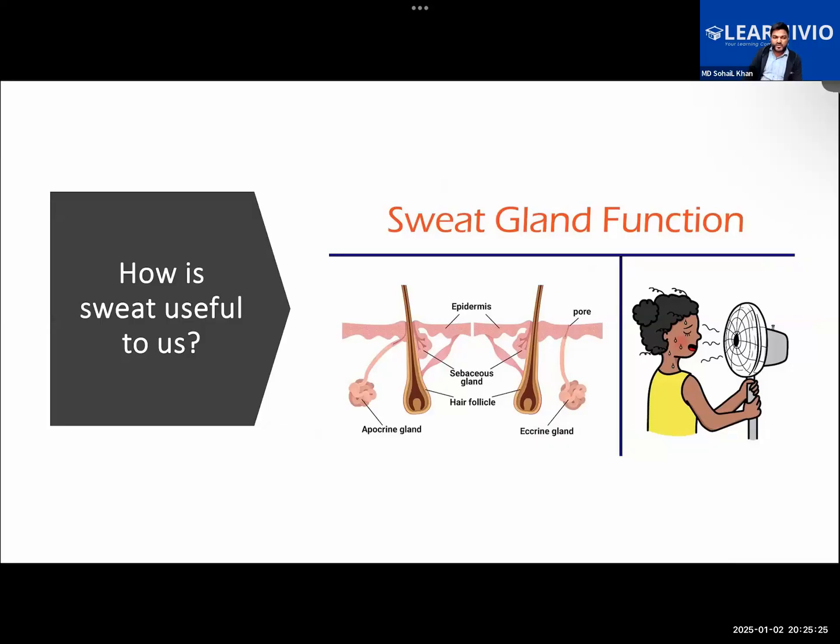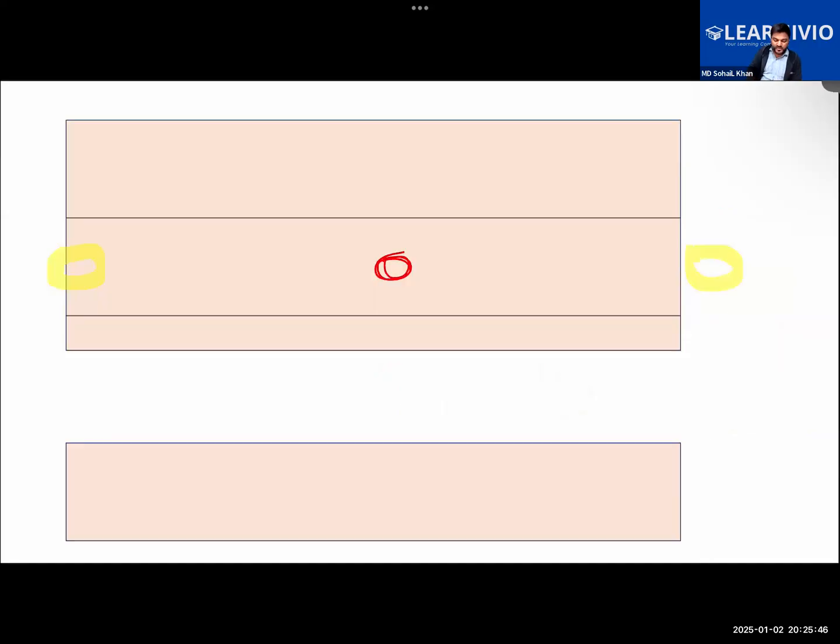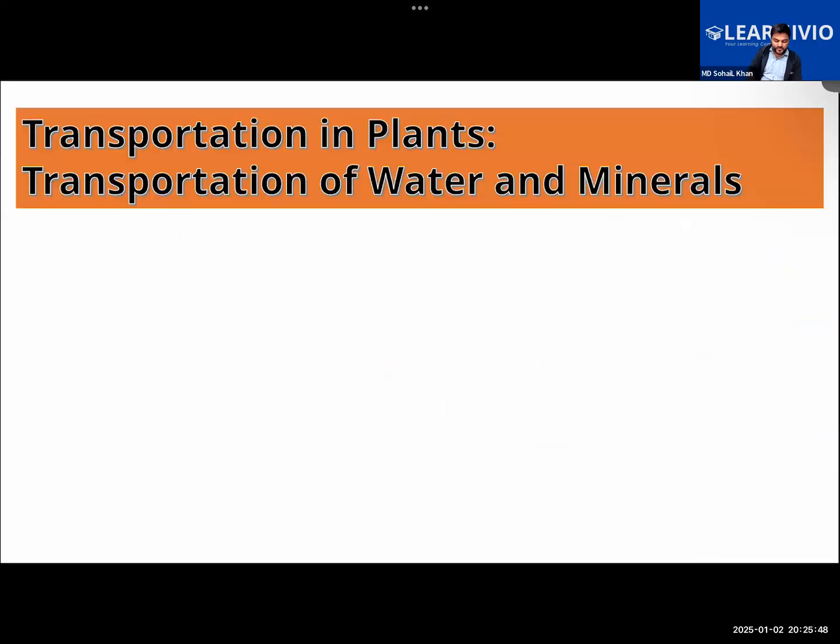Then we had one more topic, how sweat is useful. Sweat contains water, some salts, and also toxic waste, so we are getting rid of the toxic waste from the body. Plus, evaporation of the sweat from the skin also makes us feel cool. So it gives a cooling effect, especially during the summer season.